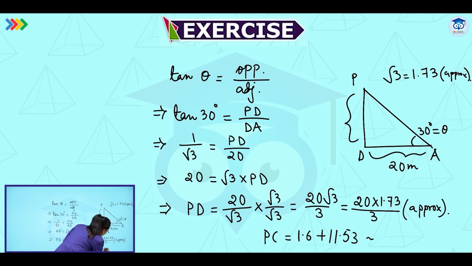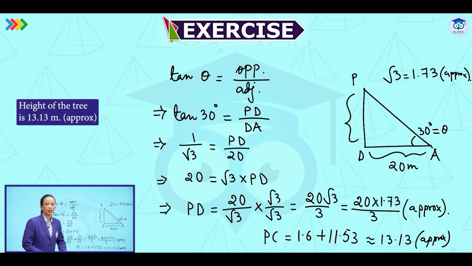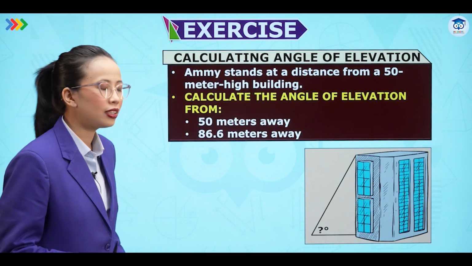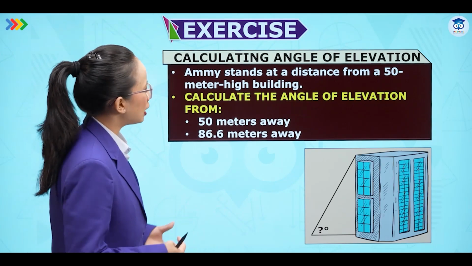This symbol means we are going to calculate the approximate value because root 3 is an irrational number, so you will not give the exact value. After adding these two, we have 13.13, which is the approximate value of this. So 13.13 is the answer for this particular question. Moving ahead, let us solve one sum calculating the angle of elevation.